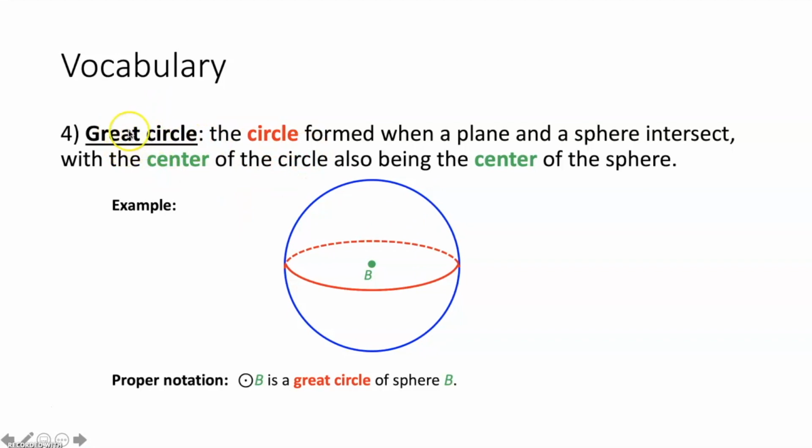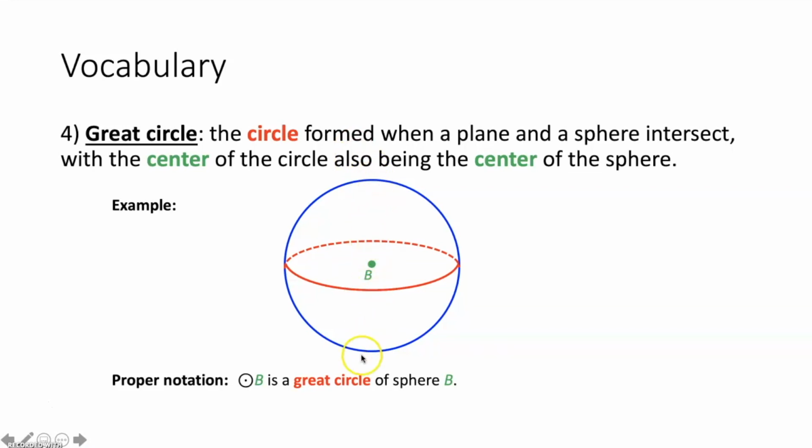Next vocabulary term is a great circle. That would be a circle formed when a plane and a sphere intersect, with the center of the circle also being the center of the sphere. So what this is saying is that a great circle is formed when you cut a sphere perfectly in half, making sure that you cut right through the center of your sphere. You can cut it any direction you want, just make sure that when you cut it, you go perfectly through the center of your sphere.